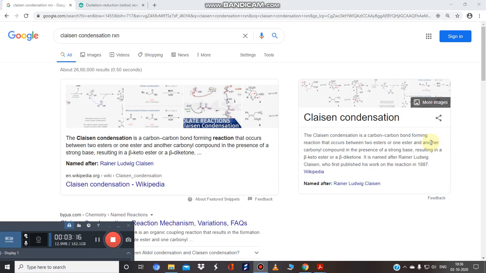Next is the Claisen condensation. It is a carbon-carbon bond forming reaction that occurs between two esters, or an ester and another carbonyl compound, in the presence of a strong base. And like aldol condensation, a beta ketoester is produced, or you can say a beta diketone.